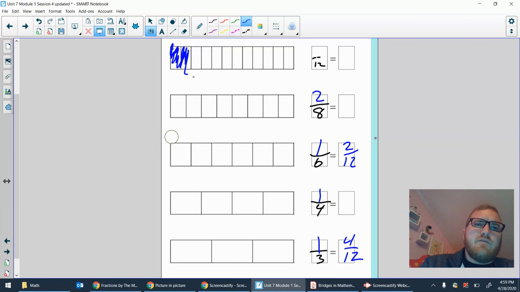So now we're going to get ready for the activity that we're going to do. I'm going to erase all my blue letters or numbers here.